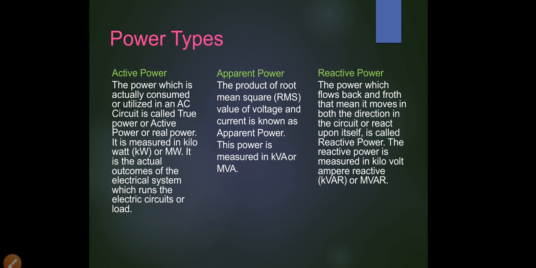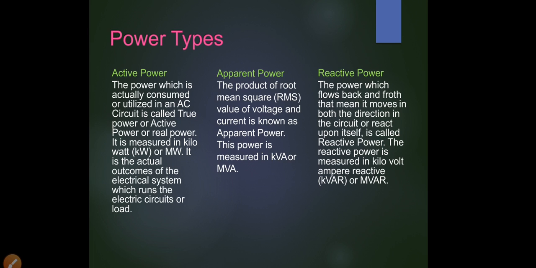Now the active power, apparent power and reactive power, which you already know. In AC circuits, the power which is actually consumed by an AC circuit is called the true power, active power, or real power. It is measured in kilowatts or megawatts. It is the actual output of the electrical system which runs the electrical circuits or load. Coming to the apparent power, it is the product of the root mean square values of the voltage and current. This power is generally taken in kVA, that is kilovolt ampere or megavolt ampere, which is apparent power.